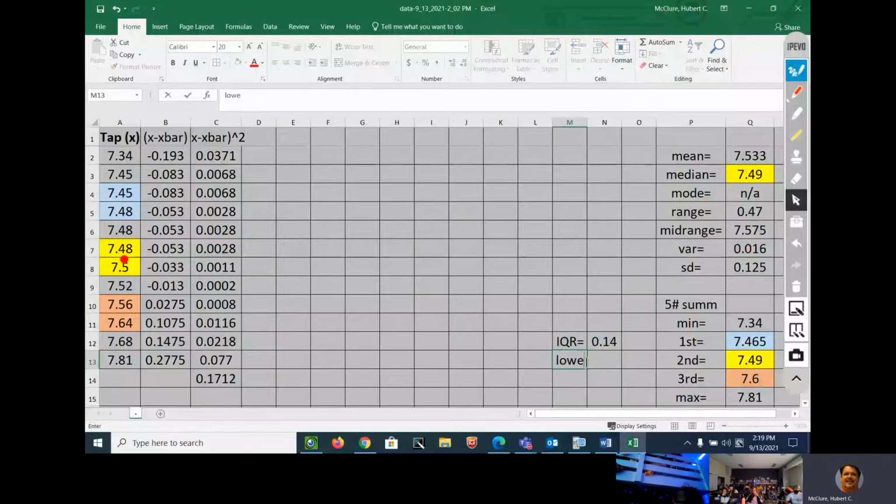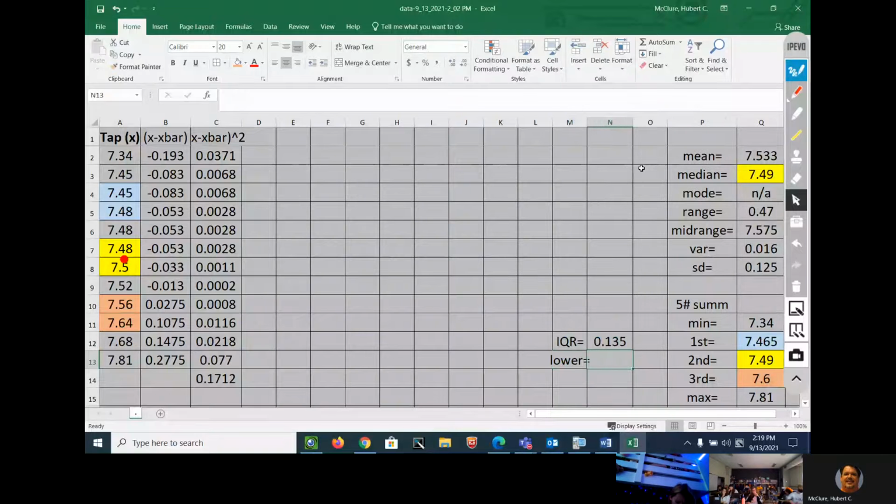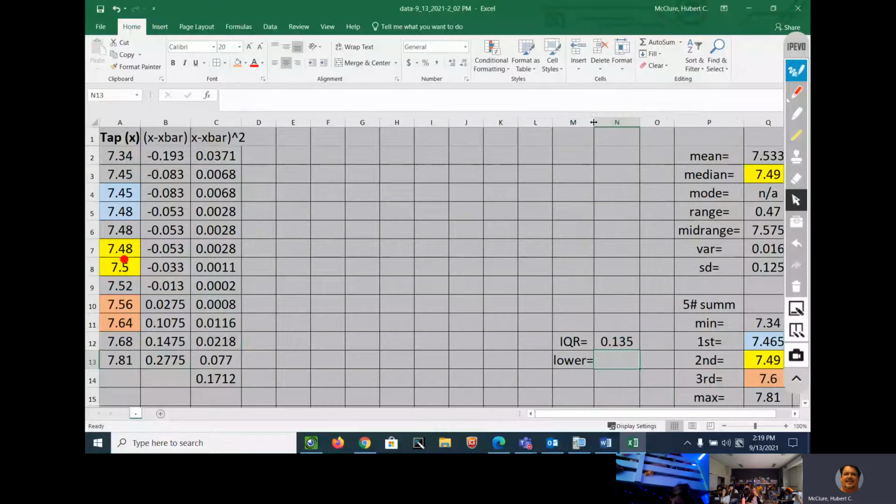Your lower parameter is equal to the first quartile minus 1.5 times interquartile range. That's in your book also. The upper is equal to the third quartile plus 1.5 times the interquartile range.